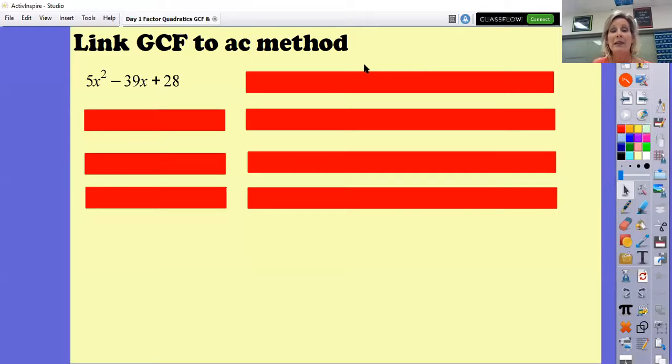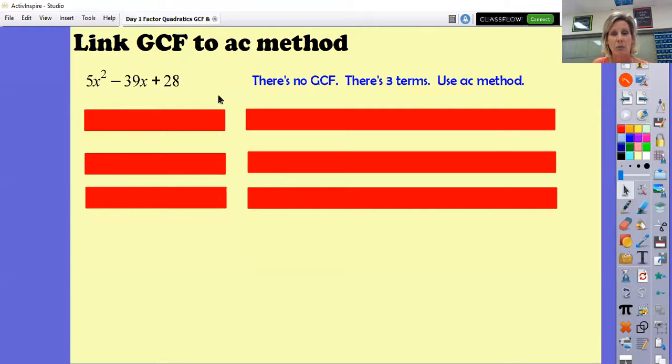So I want to make the link now before we do any practice with trinomials using the AC method. When I look at this problem, I can say, oh, well, I need to factor it. There's not an x in every term, so x can't be part of the GCF, and 5 doesn't go into 39 or 28, so there's no number GCF. And because there are 1, 2, 3 terms, I don't do difference of squares. I do use the AC method. So there's my thinking, okay?